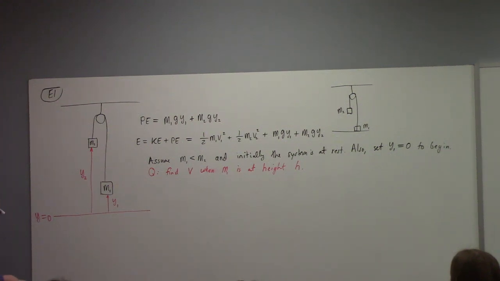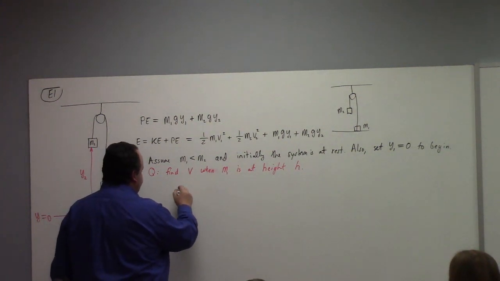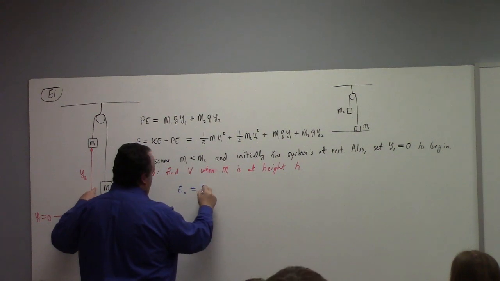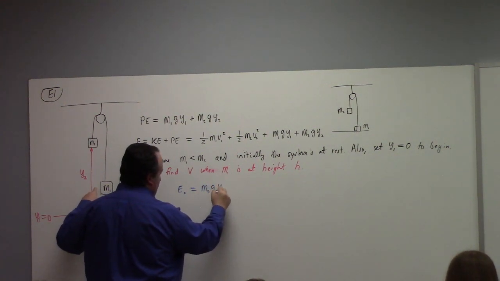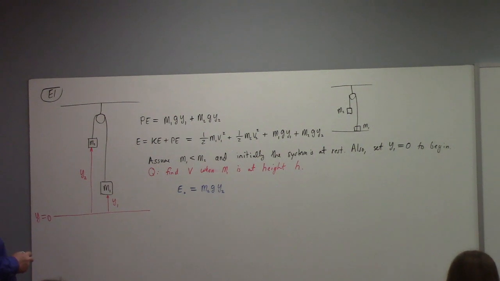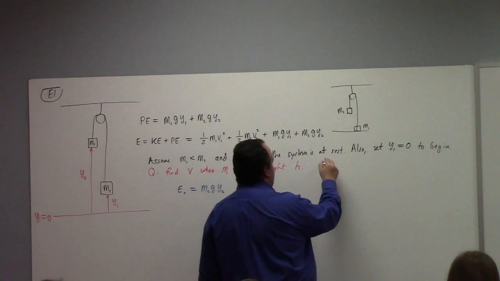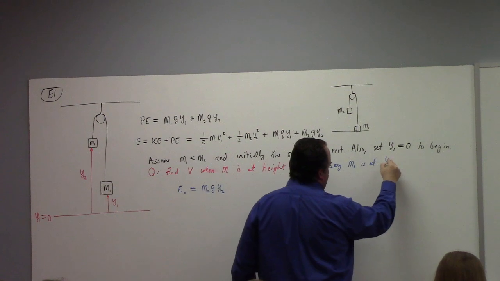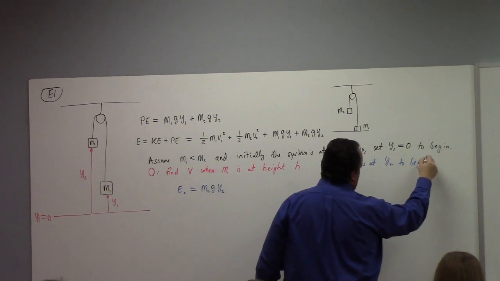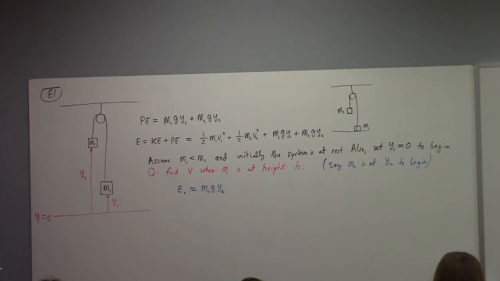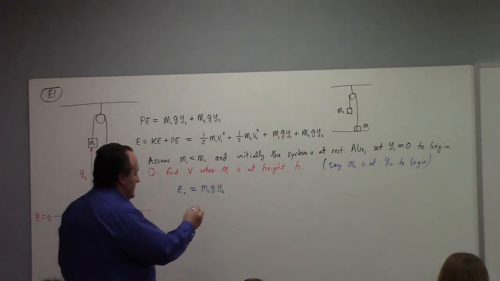Okay, so what's the deal here? What's my initial energy? Initial energy is what? m2 g y2, whatever the initial height is of m2. We'll say m2 is at y2 to begin. All right. So that's our initial energy. Is there anything else? Is there any kinetic energy? No. All right.